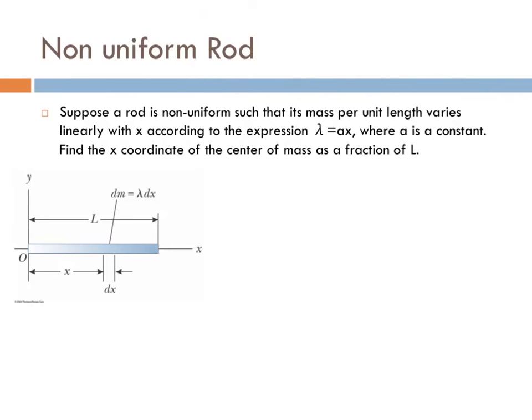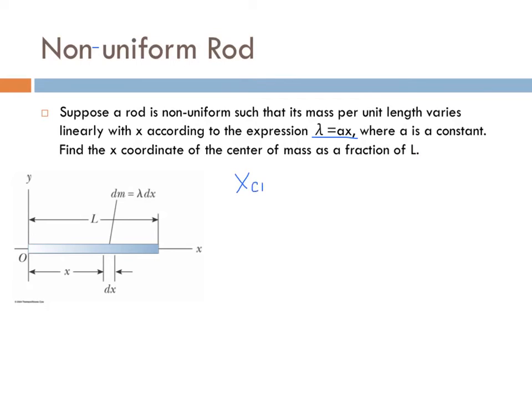Now in this situation, we have a non-uniform rod. That means our mass is not going to be the same the entire way through. So suppose a rod is non-uniform such that its mass per unit length varies linearly with x according to the expression lambda equals a times x, where a is a constant. Find the x-coordinate of the center of mass as a fraction of L. So we know that in our final answer, we have to have it in terms of L.